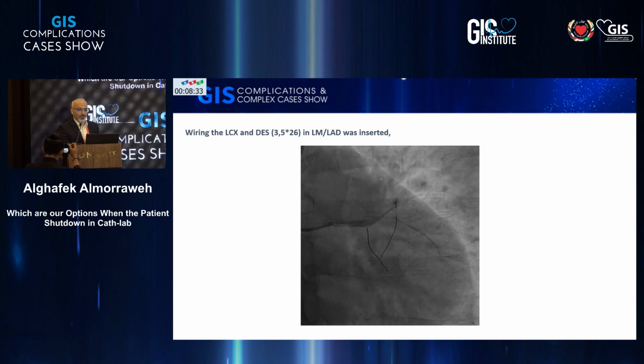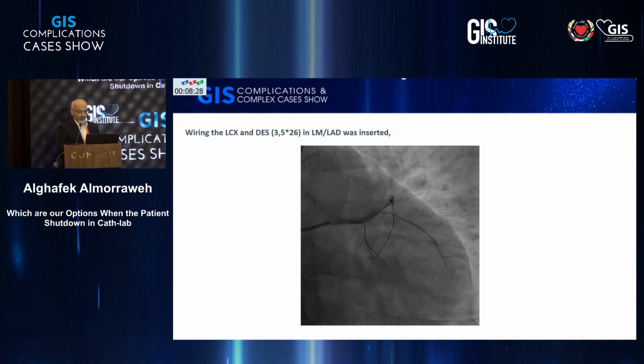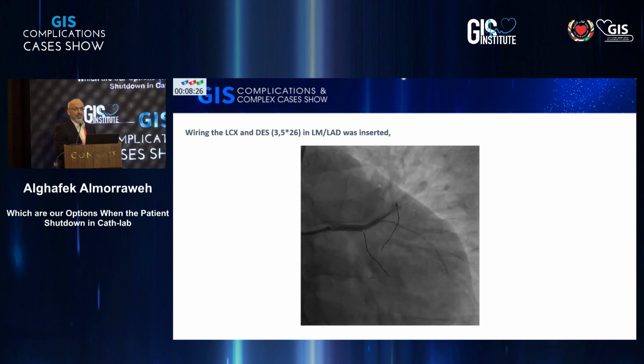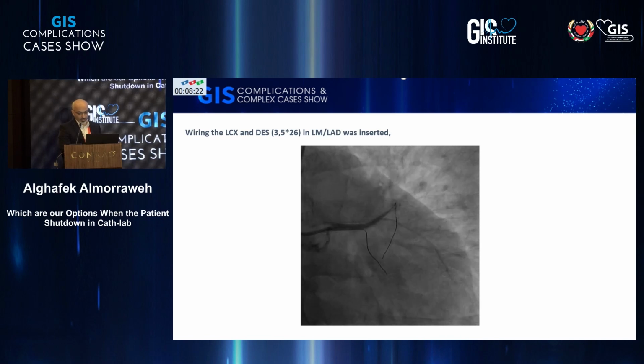The first thing I did was rewiring the circumflex and putting in a stent just to restore the flow. So I put a stent from the left main to the LAD, but actually now the flow is decreasing even in the LAD territory and diagonal. And the patient now is in impending shock and deep shock.